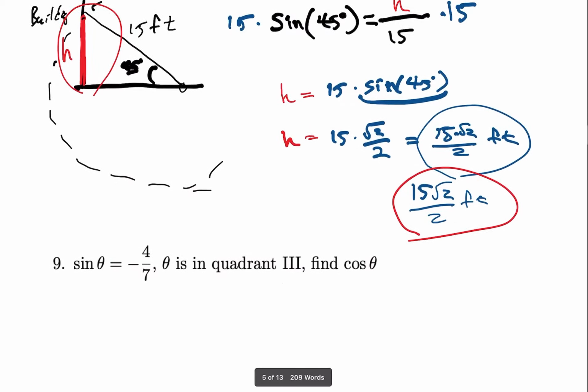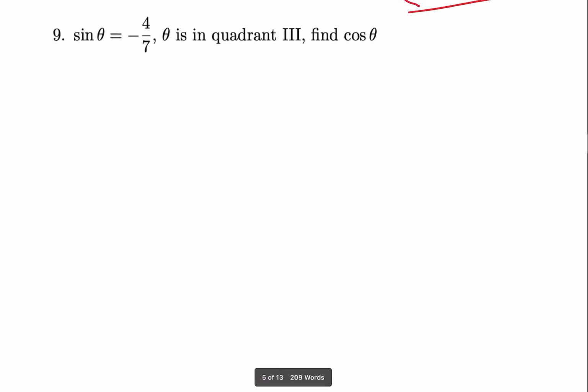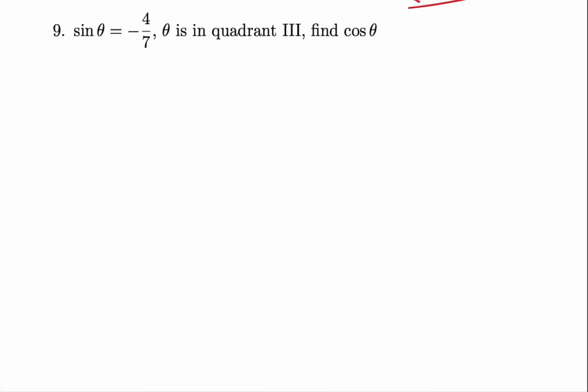So let's go to number 9. Sine theta equals negative 4 over 7. For all these problems, I suggest you draw it. Again, if you want, please pause the video and try again. And if you have no clue, just watch my drawing first.